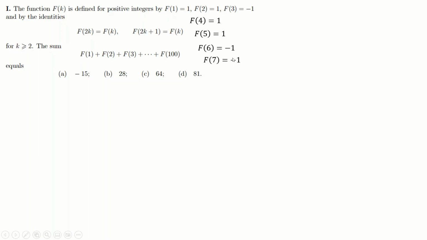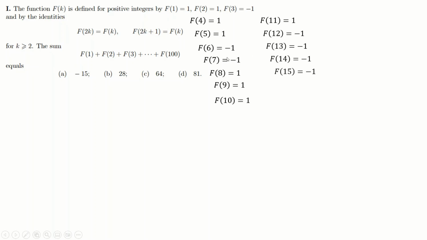So f of 7 is also minus 1. F of 8 is double 4, so that's going to be 1. F of 9, you use 4 here to get a 9 there, so that's also 1. F of 10 is double this, that's also 1. F of 11 is when you use k as 5 here to get 11 there, so that's also 1. And then f of 12 is double 6 here, that's minus 1. And then you continue in this vein, like 13 is going to use the 6, 14 is going to use the 7, 15 is also going to use the 7, and then 16 is going to use the 8 to become a 1. And we're going to get this series of minus 1s and series of plus 1s.